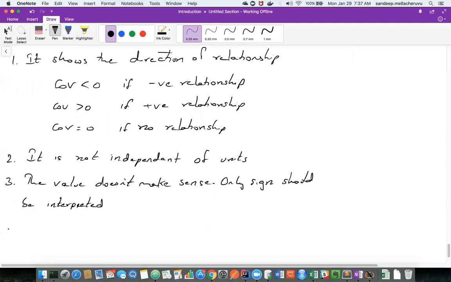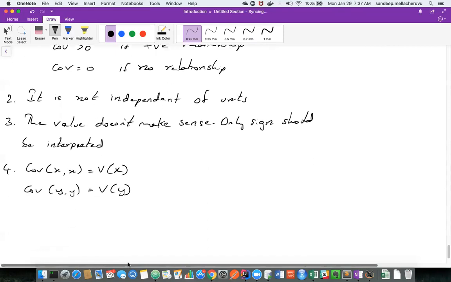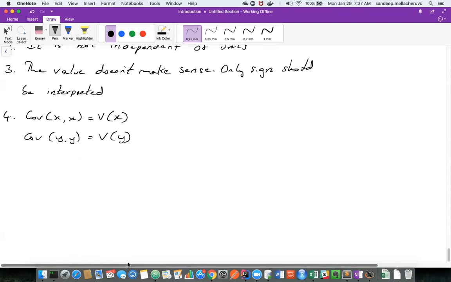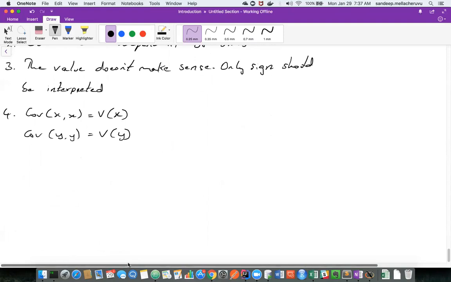And the final one I can write. Covariance of x comma x is nothing but variance of x. Covariance of y comma y is similarly variance of y. Okay. So this is all about covariance.